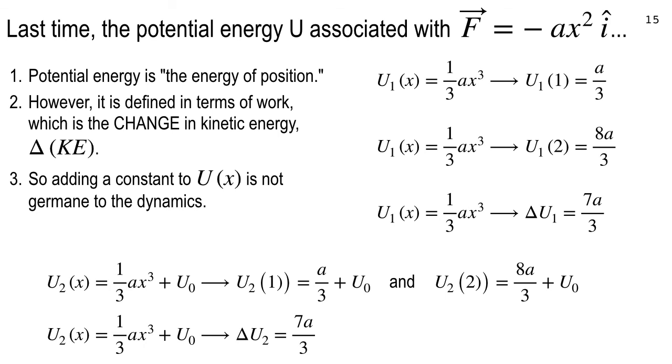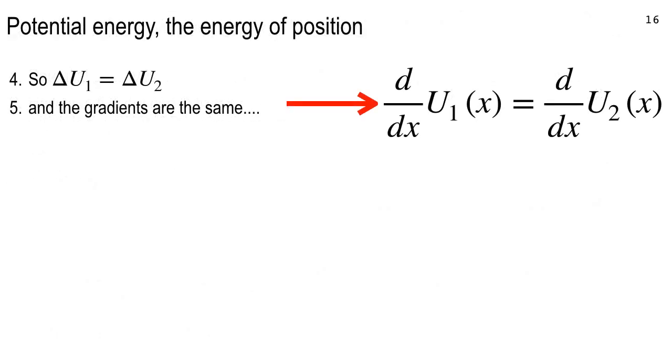So what that means for us, and I'm going to go to the next page now, the gradients are the same. Delta U1 and delta U2 are the same. Those are your deltas. Divide that by some distance, and that'll be a gradient, all right? So d by dx of U1 of x is equal to d by dx of U2 of x. It doesn't matter. That U naught gets killed by the differentiation, because it's a constant. So those two gradients are the same.